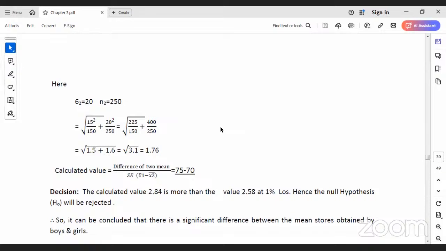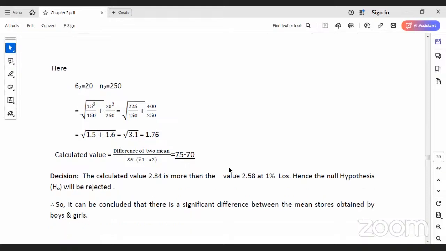So calculated value is equal to the difference of two means. Difference of two means is 75 minus 70 divided by, so here wait a minute, divided by 1.76. Please note down this one, 1.76.